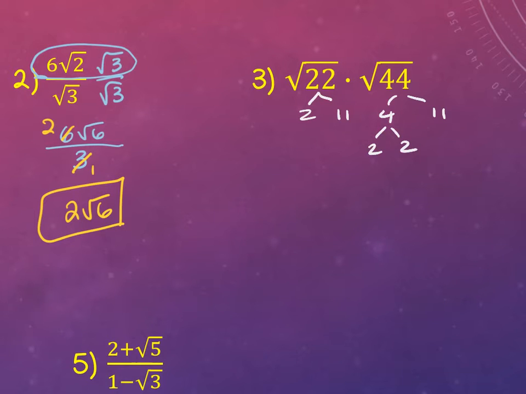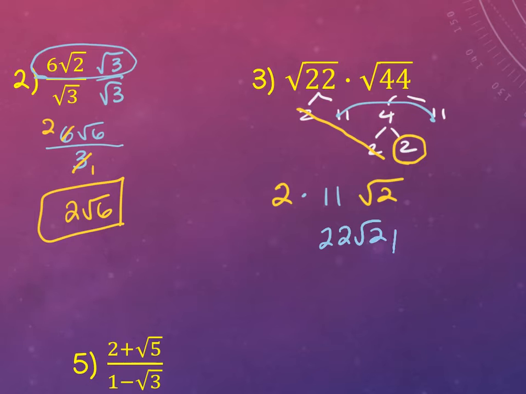Break down the 4. Now I have 2 2's, which a 2 is going to go to the outside of the square root. The extra 2 stays underneath the square root. And I have 2 11's. So the 11 comes outside with the 2 that's already there, making this 22 square root 2.